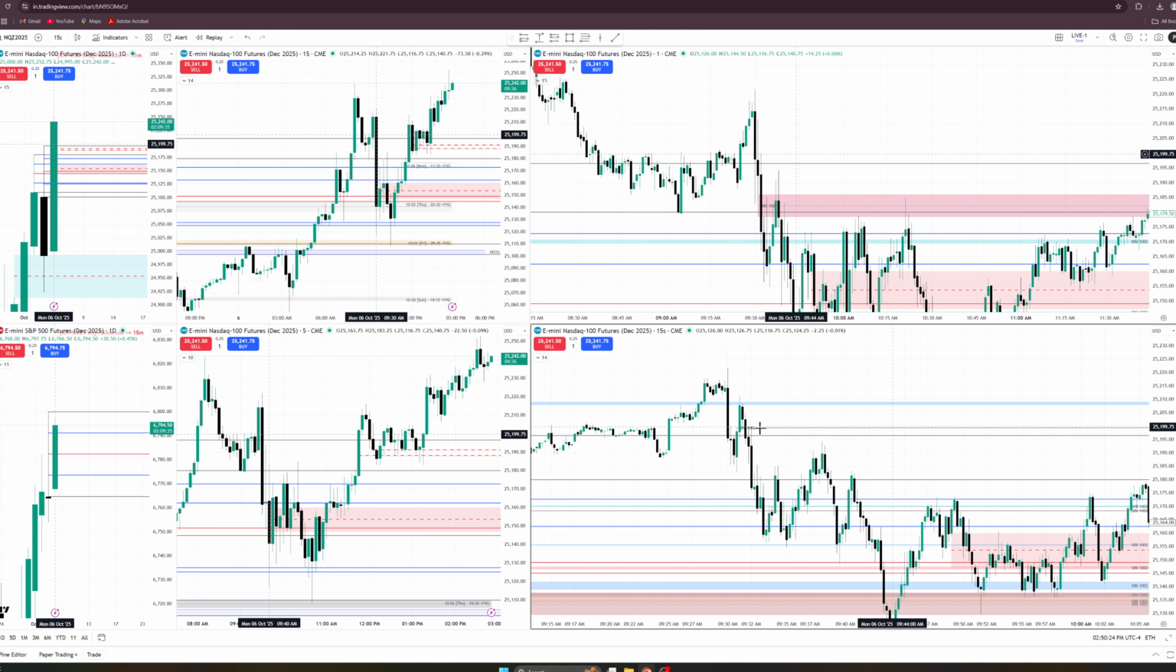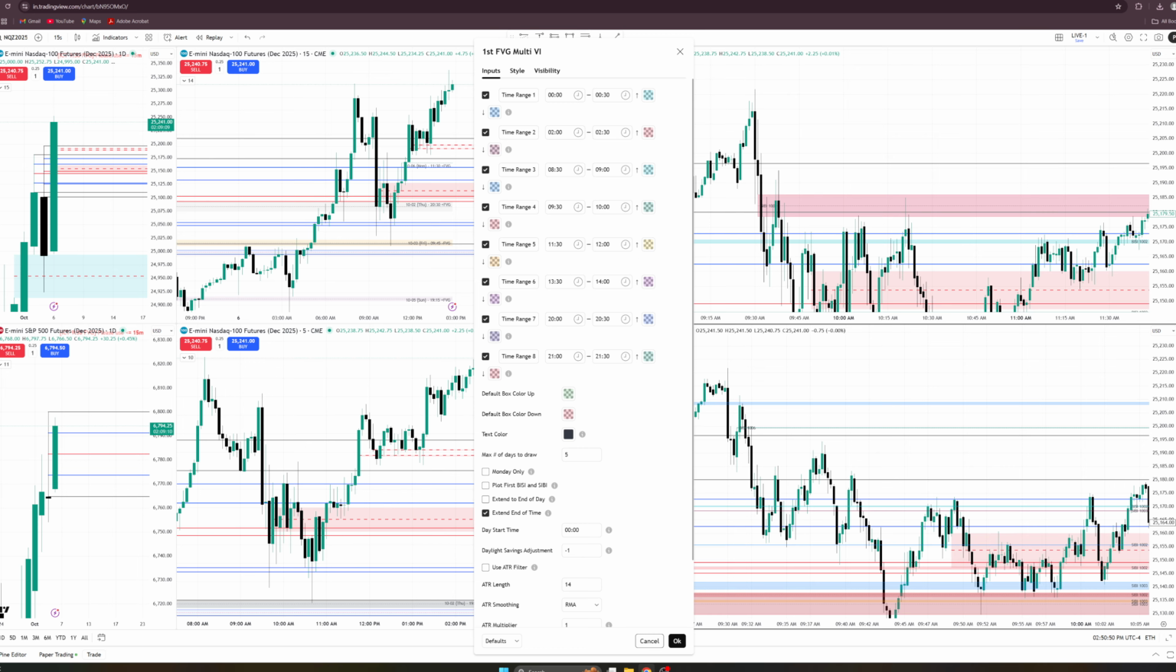So now we have this 9:30 a.m. opening session. As soon as this candle closes with so much energy, and immediately, this is the 15-second chart, you can see we had a retracement, and we can see the candles respecting this first presented fair value gap. So I have used this indicator, first fair value gap multi-session. So this will plot all the first fair value gaps formed.